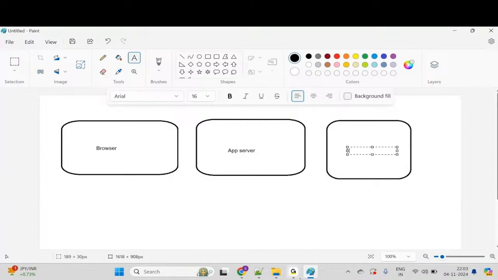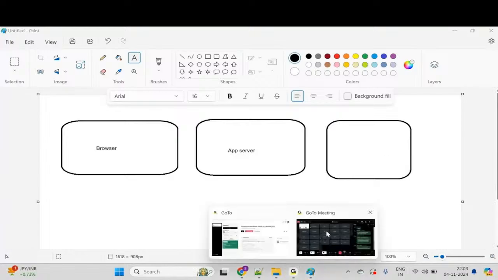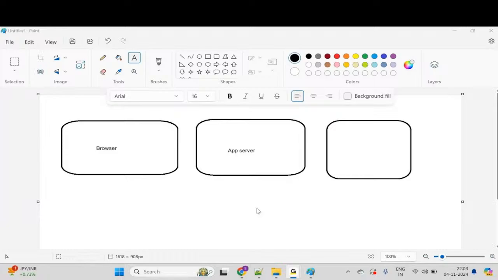Sarvana, sorry to interrupt. I can only see that Gartner chart. I don't know if you have shared the whole screen, or is it only for me?